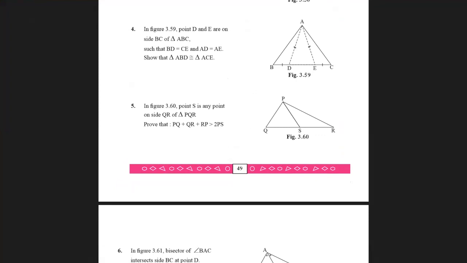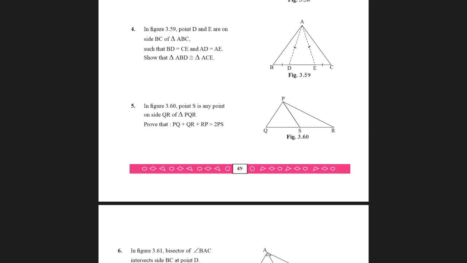Now, when you look at both these triangles ABD and ACE, you are already given two conditions, that is side AD congruent to AE of both the triangles. Similarly, BD is congruent to CE is also given. So you need only one condition to prove them congruent.